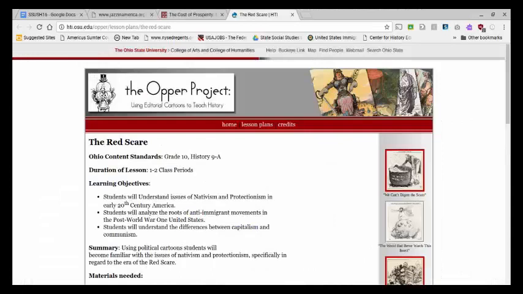Another good website for the Red Scare that holds a lot of political cartoons comes from the Opper Project, and it uses editorial cartoons to teach history. Again, it's a website where you can find lots of political cartoons, not only about the Red Scare, but any of the topics that are mentioned in this element or in this standard.